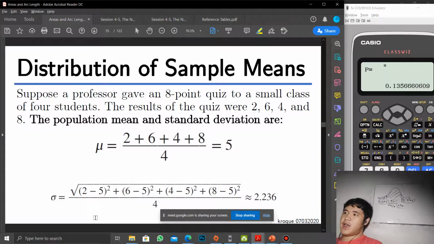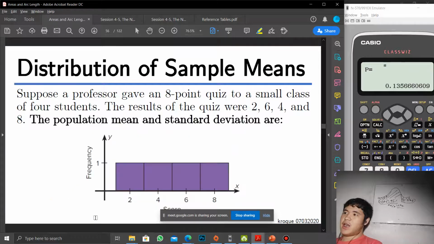So, we get this. Example: a professor gave an 8-point quiz to a small class of 4 students, and we have the following results: 2, 6, 4, and 8. So, since we have 4 students, we get the population mean and the standard deviation using the formulas. Now, let's examine. That's the distribution.